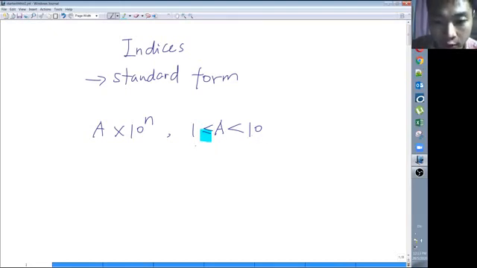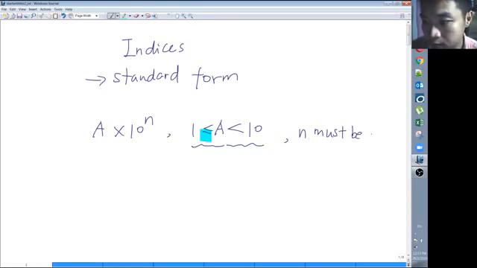So your a must be bigger or equal to 1, and it must be less than 10. So your a must be in this range. And next, your n must be an integer. Some examples of an integer are 1, 2, 3, 4, and so on and so forth.